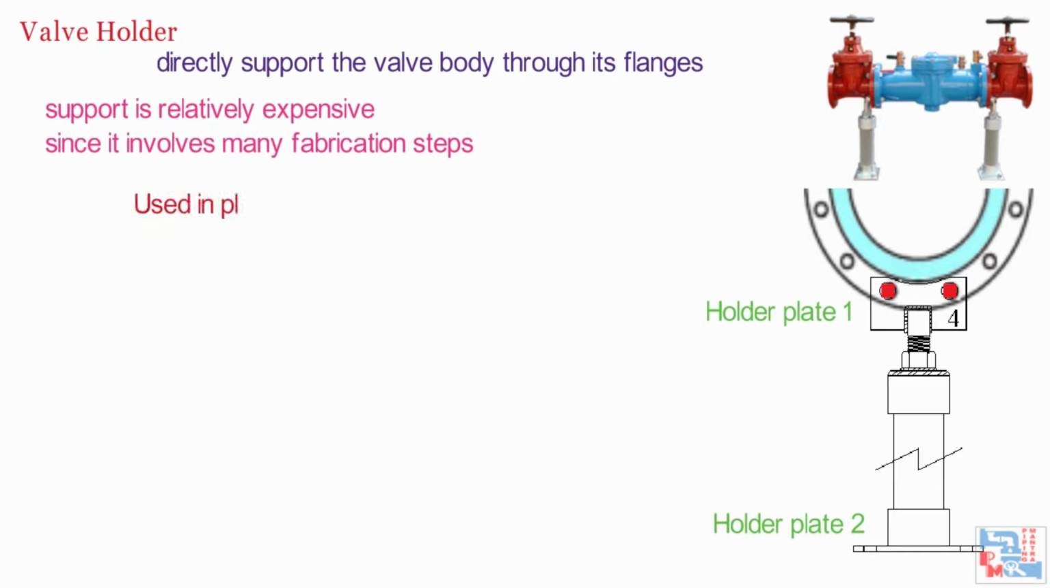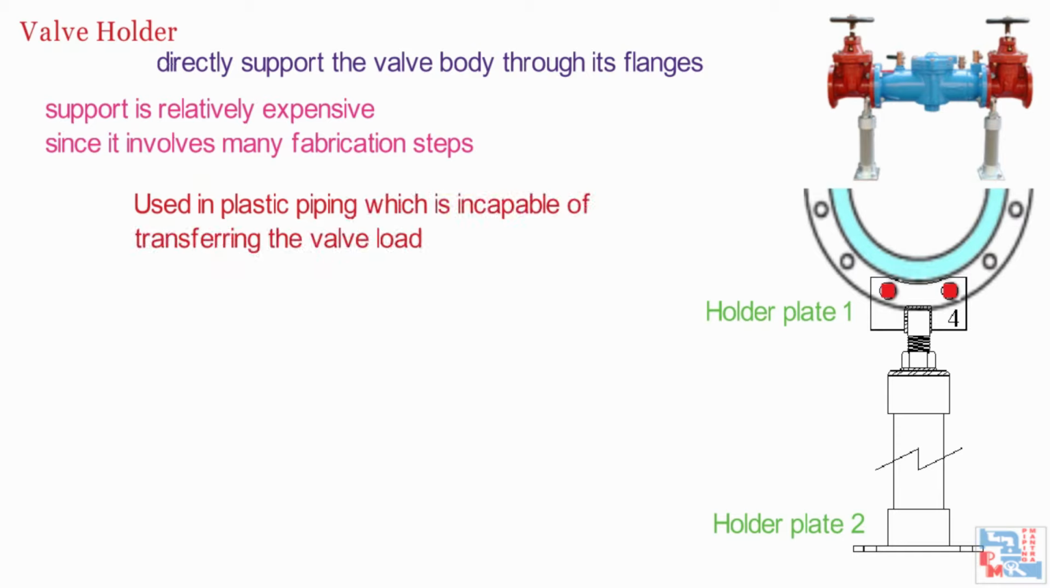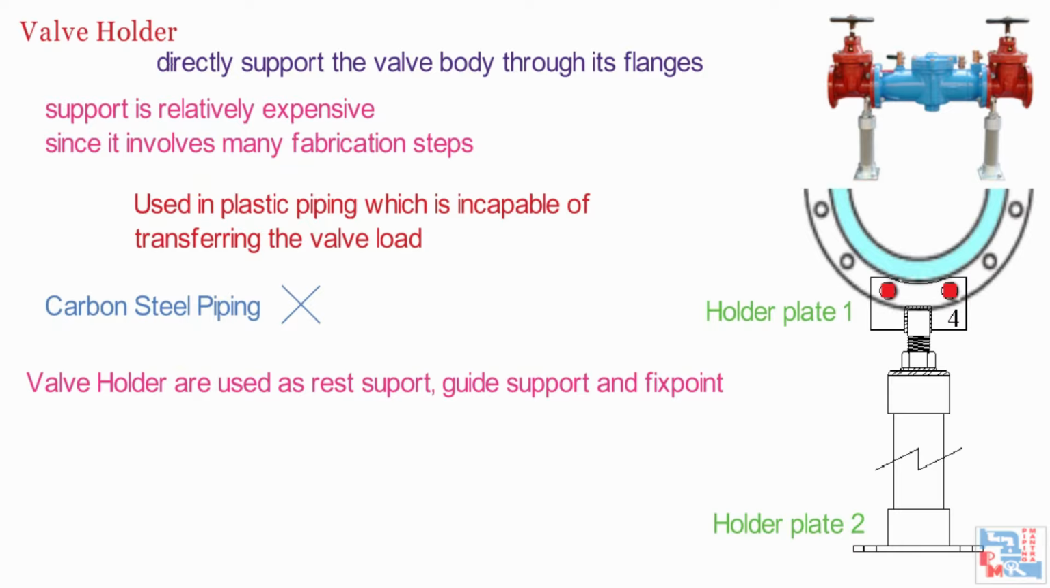This support is therefore used only in situations where it is absolutely necessary to directly support the valve body owing to weak pipe material, for example plastic piping, which is incapable of transferring the valve load through the pipe section. The above support is therefore not called for in the case of carbon steel piping. This support is generally used for rest support, guide support and fixed point.